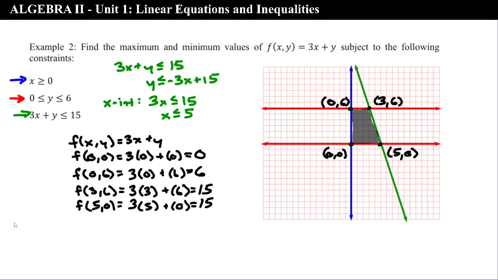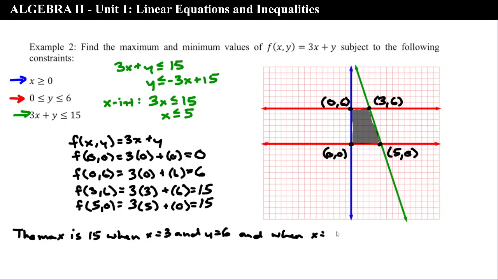So here's how we would write our answer. The max is 15 when x equals 3 and y equals 6, and when x equals 5 and y equals 0. So here you have to give both cases where you would end up with a max of 15.